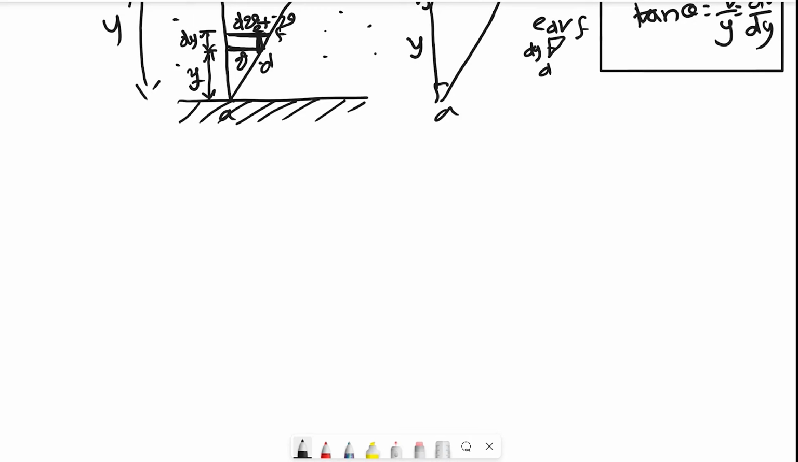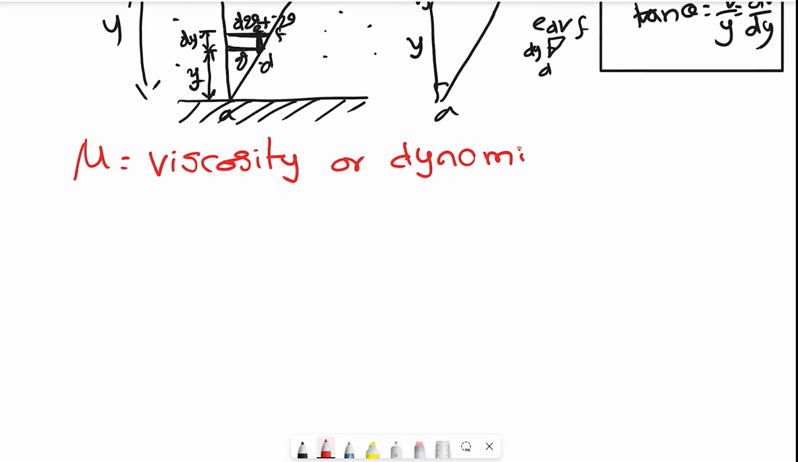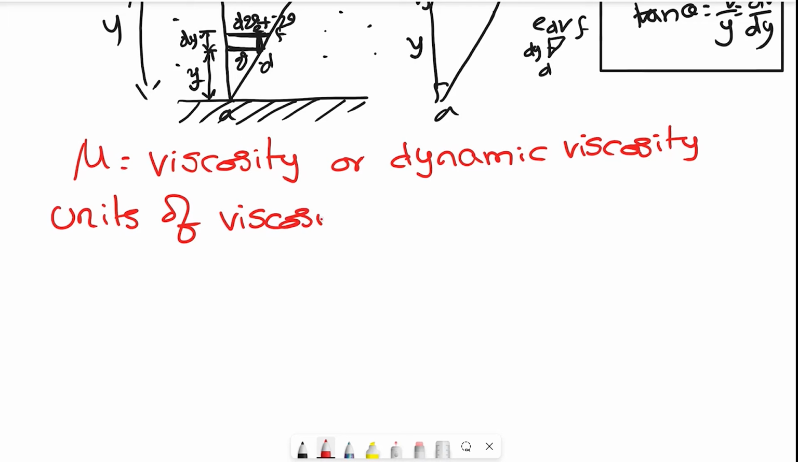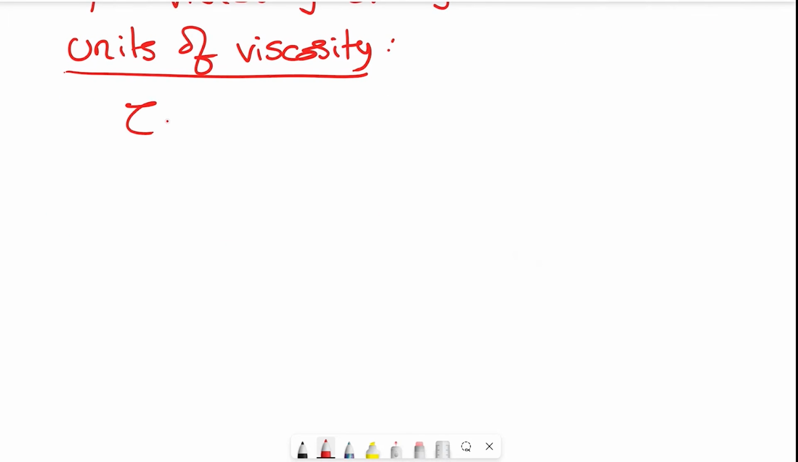This is Newton's law of viscosity and its derivation. The next most important thing is this mu is called viscosity, or more precisely, dynamic viscosity. So what are the units of viscosity? Now let us take it: tau is equal to mu into V by Y. What is tau? Tau is shear stress.